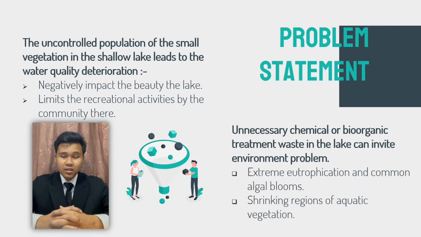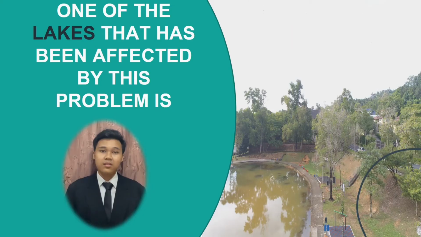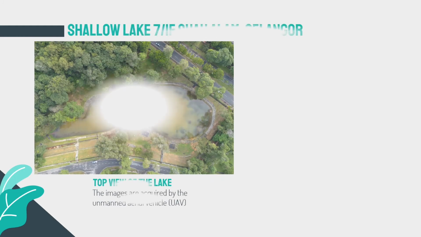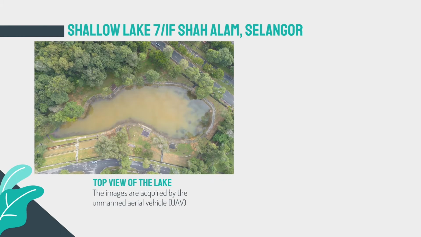Unnecessary chemical or bioorganic treatment waste in the lake can invite environmental problems. For instance, extreme eutrophication and common algal bloom. It is also shrinking the regions of aquatic vegetation. One of the lakes that has been affected by this problem is Shallow Lake 7/1F Shah Alam, Selangor.